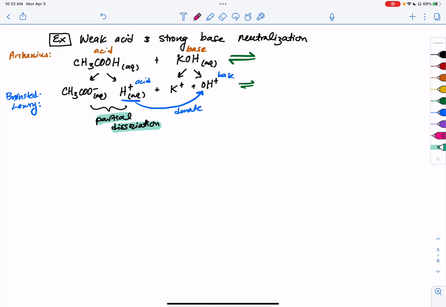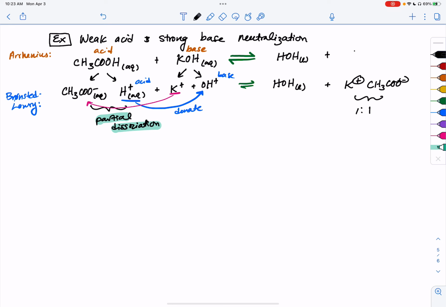So if I undergo my double displacement, I should see the formation of HOH. And then I've got potassium and my acetate, which again come together in a 1-to-1 manner. So I form HOH liquid and potassium acetate, which is a soluble compound. If you need to verify that, check your solubility rules.